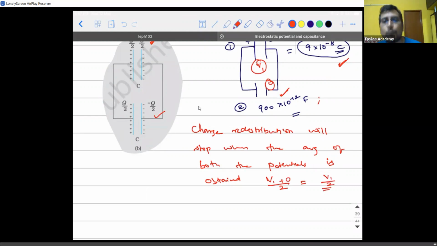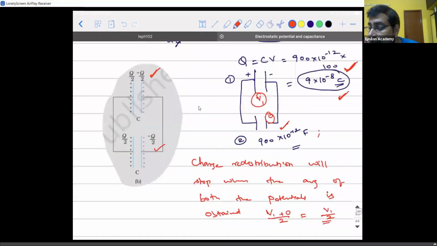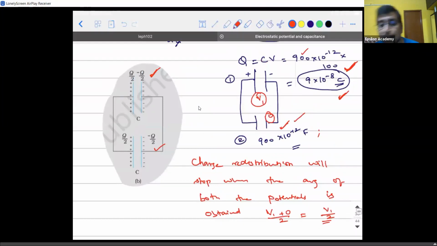Fortunately, in this question, the capacitance of both the capacitors is the same, and the potential difference is also only dependent on one parameter. The charge here will be Q by 2, and here also it will be Q by 2. To put it in simple terms, out of this 9 into 10 power minus 8 coulomb, 4.5 into 10 power minus 8 coulomb will reside with the first capacitor, and the remaining 4.5 would have gone to the second capacitor. You're able to understand?